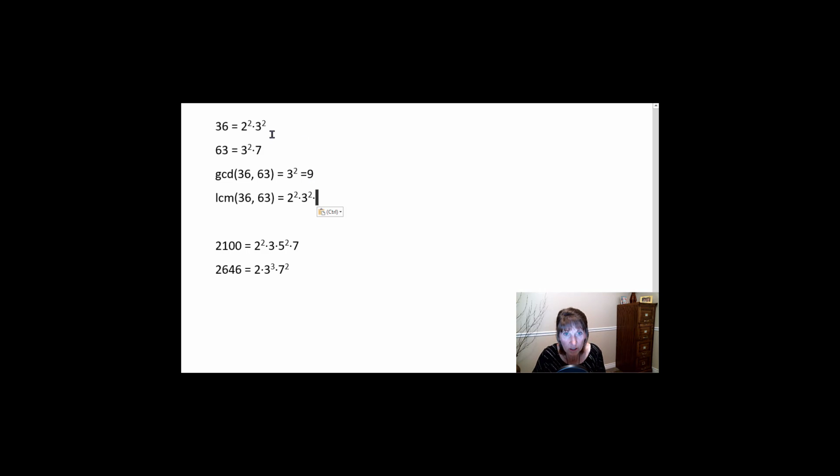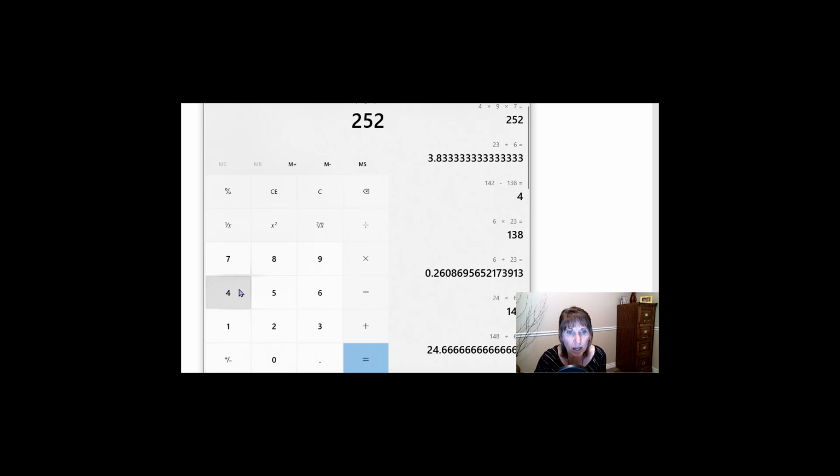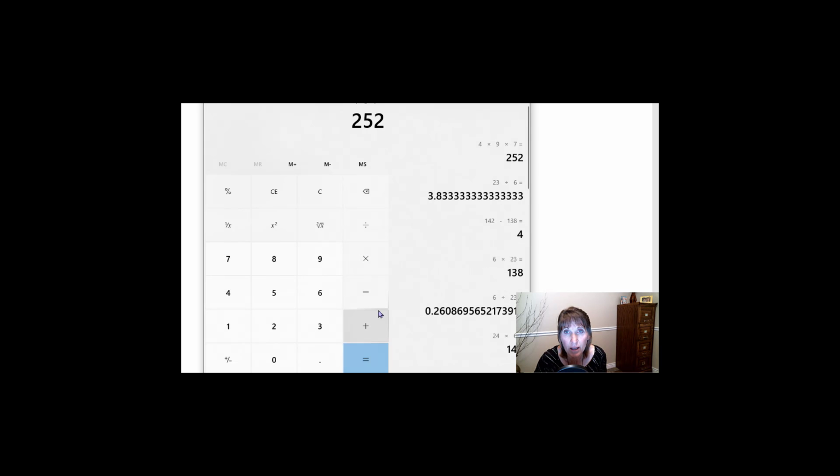And then we look at the factor 7, and the largest number of 7's is the 1 in the 63. So that's 7. So our least common multiple is 2 squared, which is 4, 3 squared is 9. And so we can do this math. We do 4 times 9 times 7, and we get 252. So there's our value for the least common multiple.